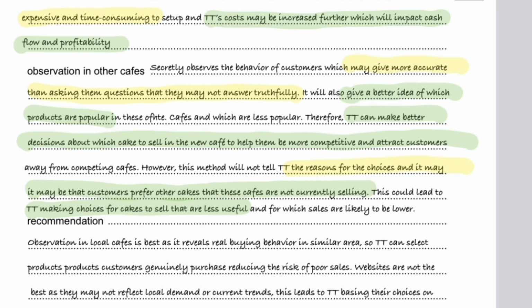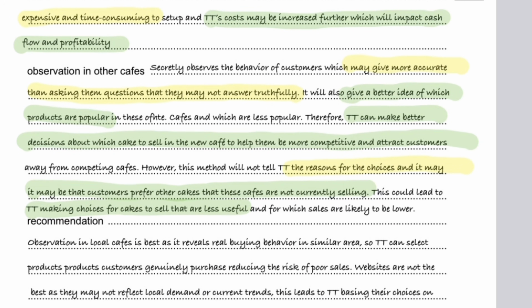Observation in other cafes is when they secretly observe the behavior of customers, which may give more accurate data than asking questions that they may not answer truthfully. And this gives them a better idea of what's popular, which will allow TT to make better decisions about which cake to sell in the new cafe, which makes them more competitive and attractive to customers. However, TT will never know the reasons for their choice. So it might be that consumers prefer other cakes that these cafes are not currently selling. And as a result, this could lead to TT making choices for cakes to sell that are less useful.